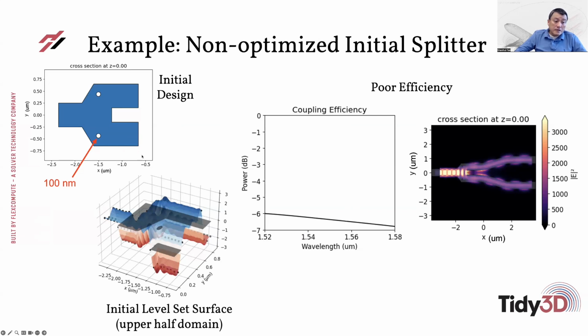So this is our initial structure, and this is generated by a particular level set function. And you can see that you have a coupling efficiency that's -6 dB, and with a field distribution like that. Now, it does operate as a splitter, but it's not a very good one. An ideal splitter would have 50% of the input into each of the output waveguide, and that gives you a coupling efficiency desired to be -3 dB.